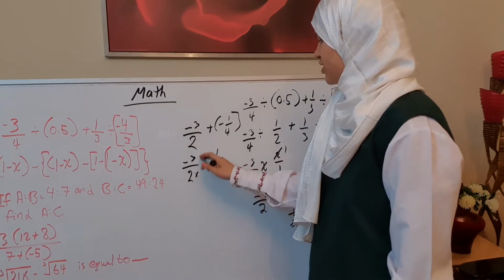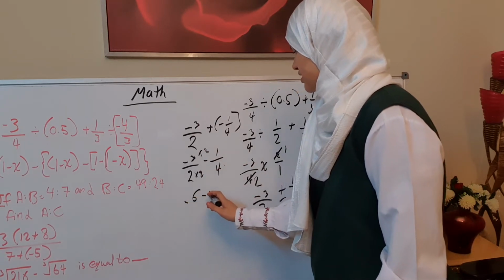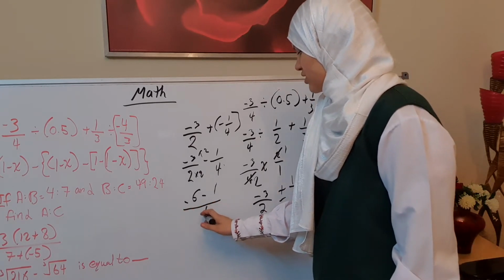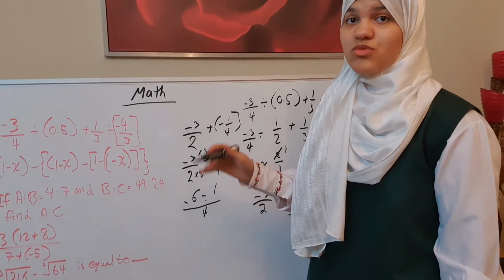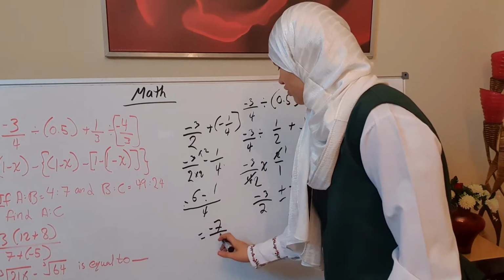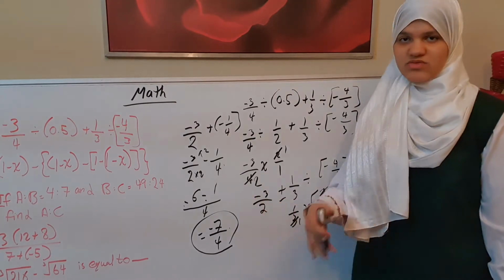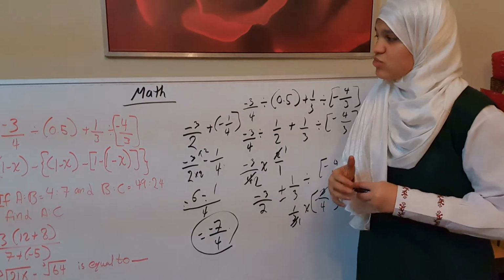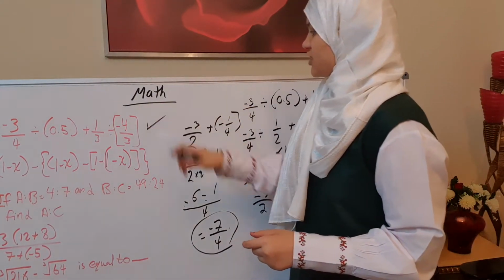Here we times 2 by 2, so it will be negative 6 minus 1 over 4. That means negative and negative, it will be plus, so it will be negative 7. The last answer will be negative 7 over 4. This is the last answer, and if you do it on the calculator, you will get the same answer. So that was the first question. That means I can tick the first question.